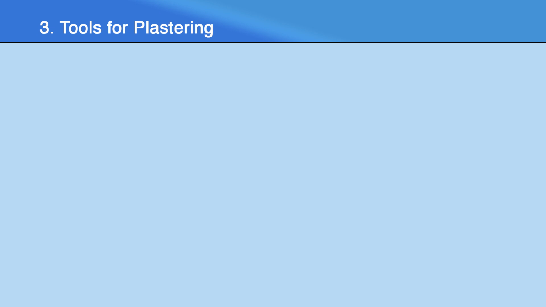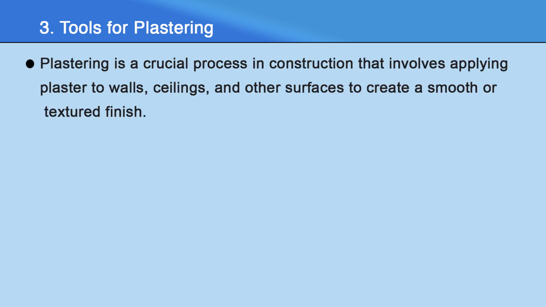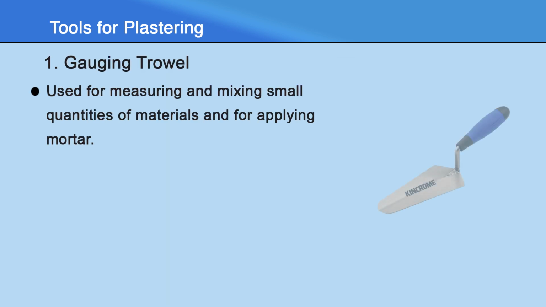Now, we move on to the tools for plastering. Plastering is a crucial process in construction that involves applying plaster to walls, ceilings, and other surfaces to create a smooth or textured finish. The success of plastering depends heavily on the use of specialized tools. Essential tools for plastering include trowels for spreading and smoothing, floats for achieving a fine finish, and spirit levels for ensuring even surfaces. Gauging trowel.